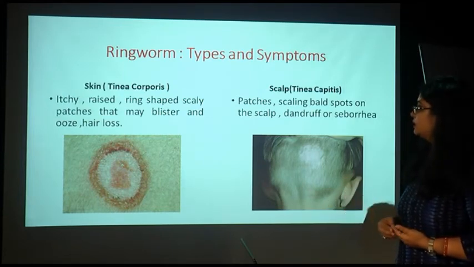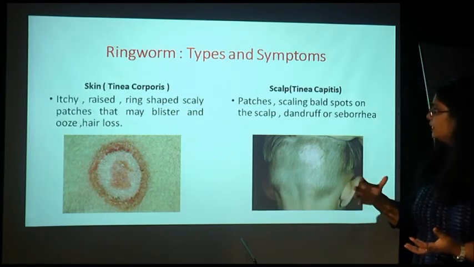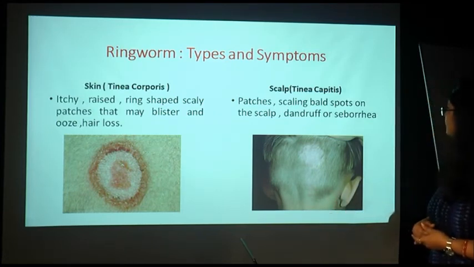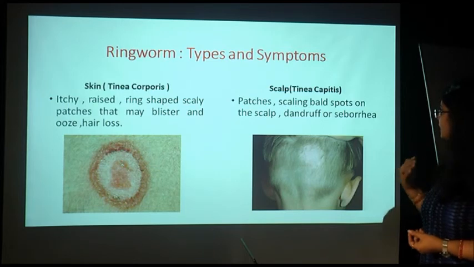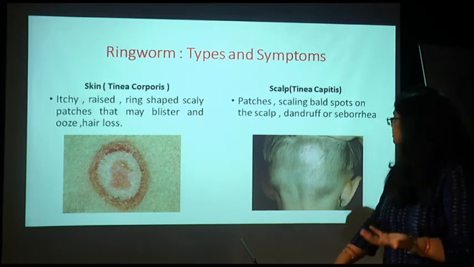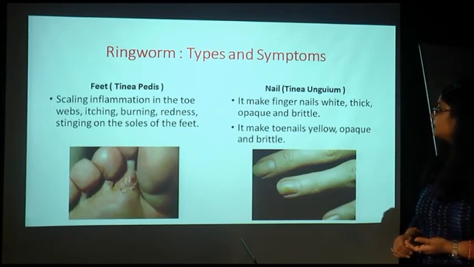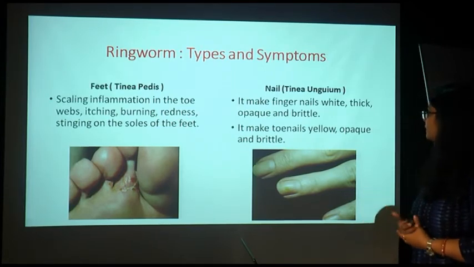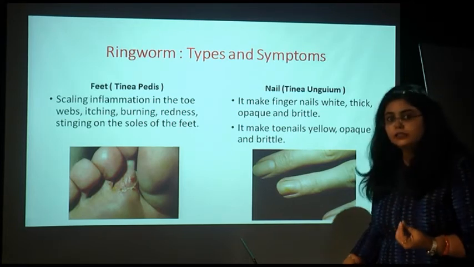The different types and symptoms of ringworm are: this can happen on skin, where it is referred to as tinea corporis. There is a typical ring-like structure, and this is mostly itchy and may ooze fluid. It can happen on the scalp, where it is referred to as tinea capitis. Here this may lead to balding and dandruff. Next, in the feet, it is called tinea pedis. Here there is itching and a burning sensation in the toes and the soles of the feet. Then it can happen in the nails, both toenails and fingernails, where it causes yellowing and makes the nails brittle.